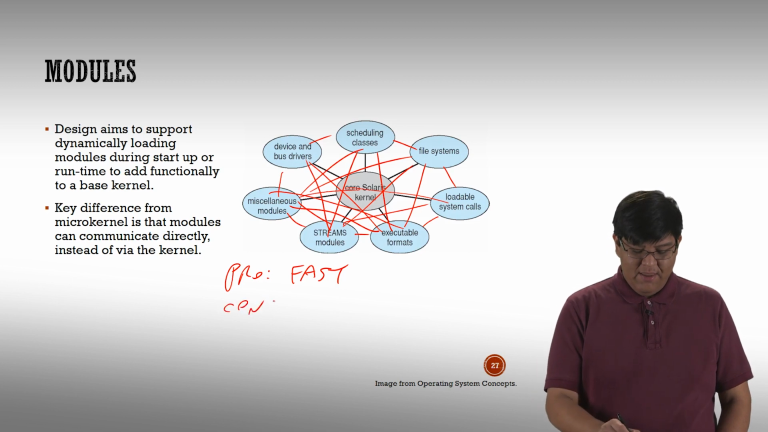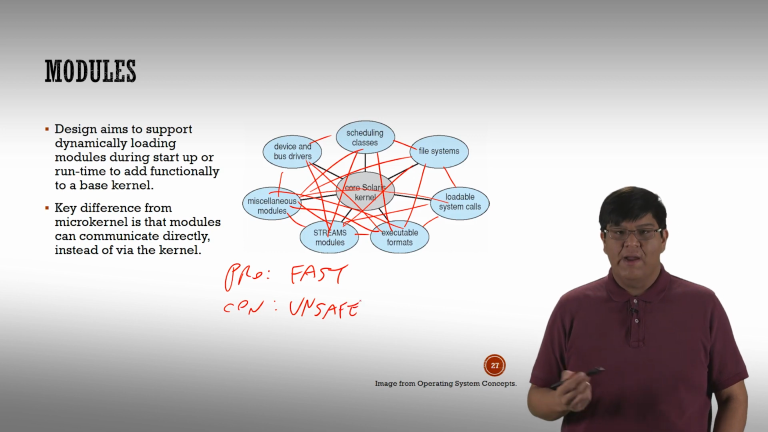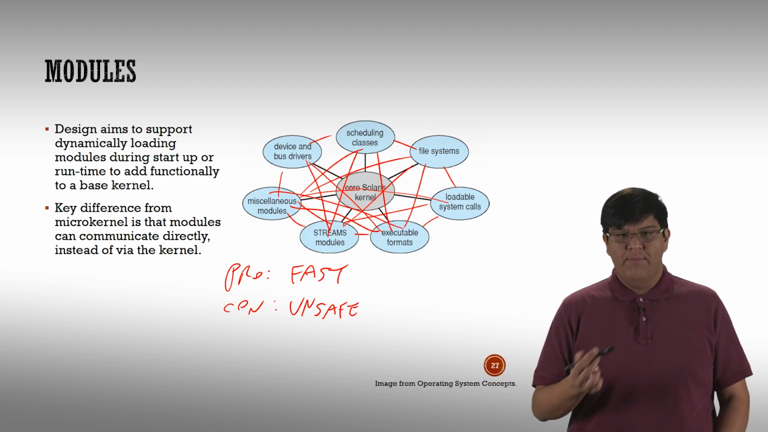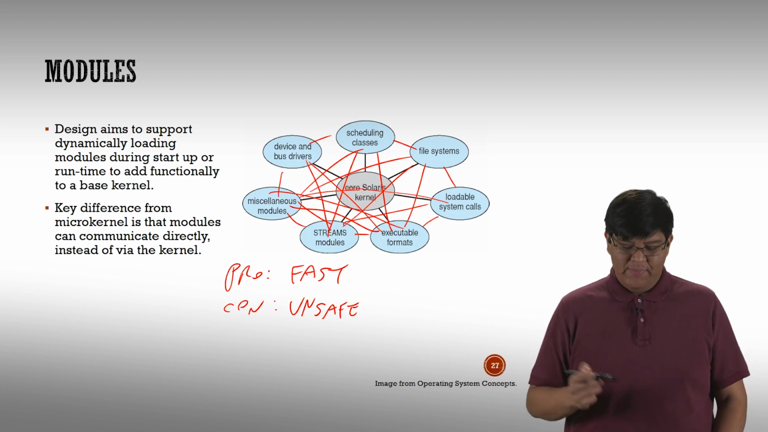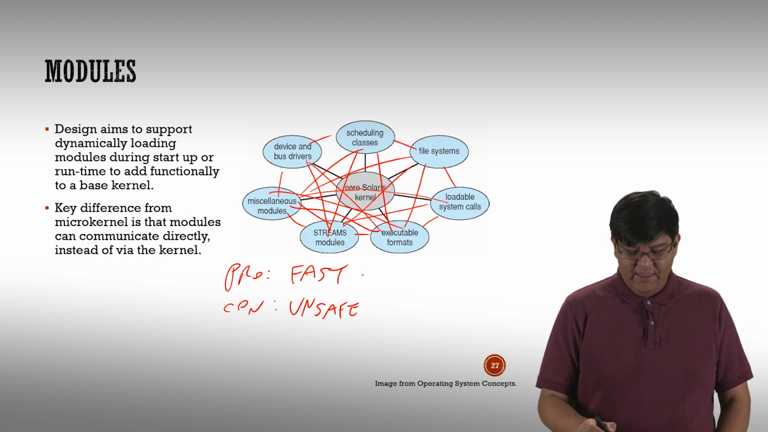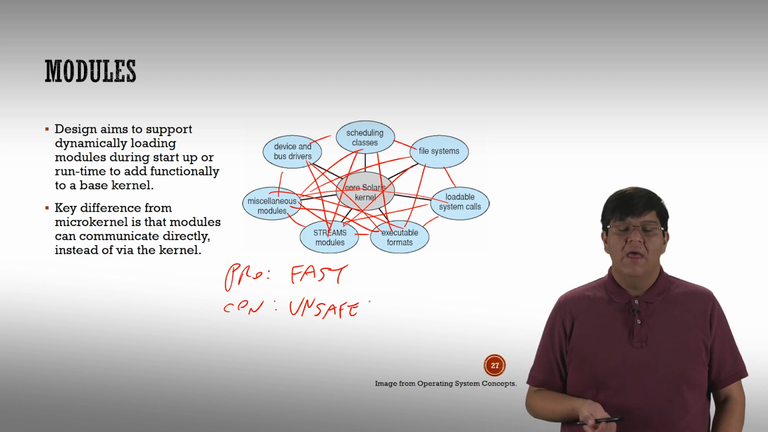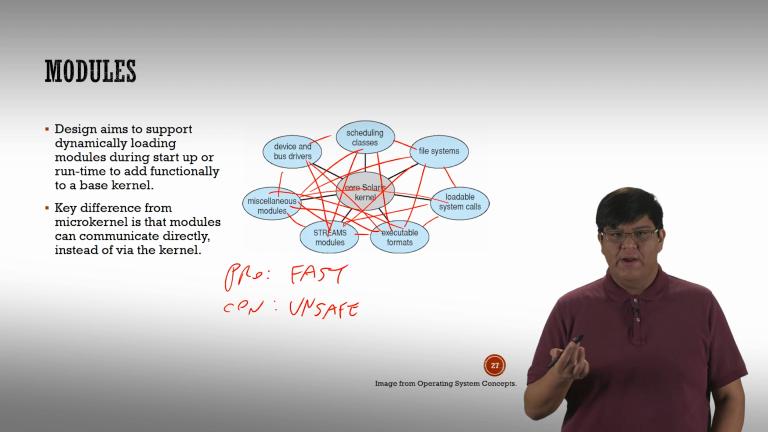Con: unsafe. All of a sudden, rather than having a watchdog there, this microkernel that can watch and make sure that things are working properly and not sending bad messages, anything can talk to anything else, and it also kind of implies that anything can go and break something else. So these are the two differences that are emerging: allowing things to communicate. But other than that, it's really just microkernel.